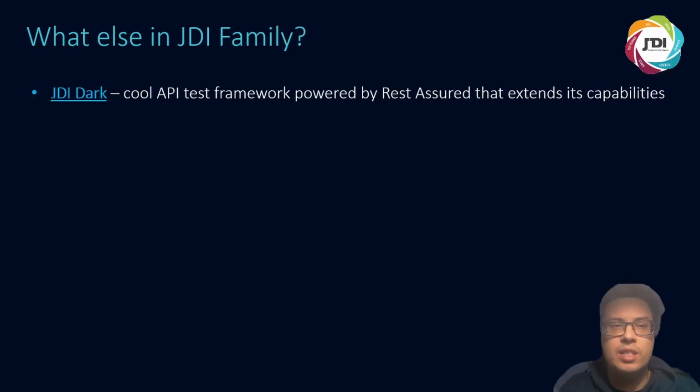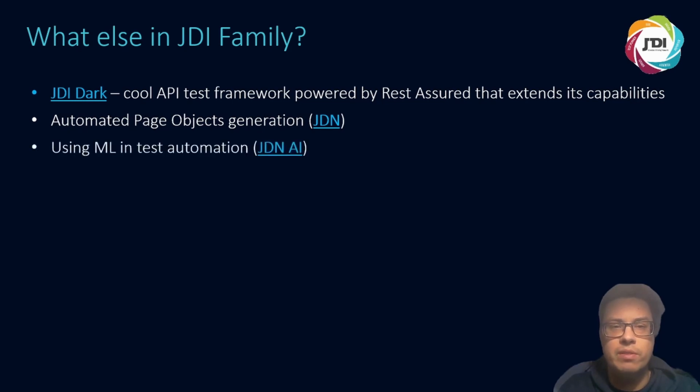And at the end, let's see what else we have in the JDI family. We also have a cool framework, JDI Dag, for API testing. We also have GDN, the framework for automated page object generation that allows you to generate page objects in one click. We also have GDN AI, with some machine learning capabilities to generate page objects.